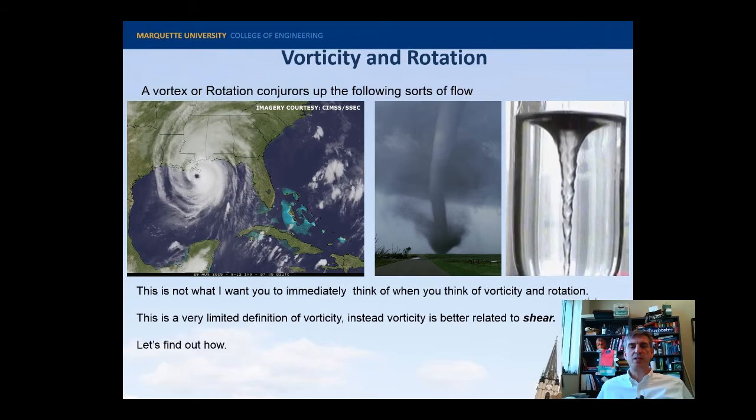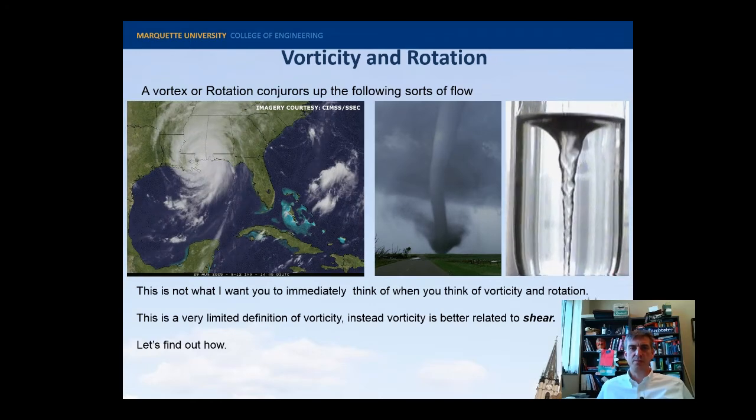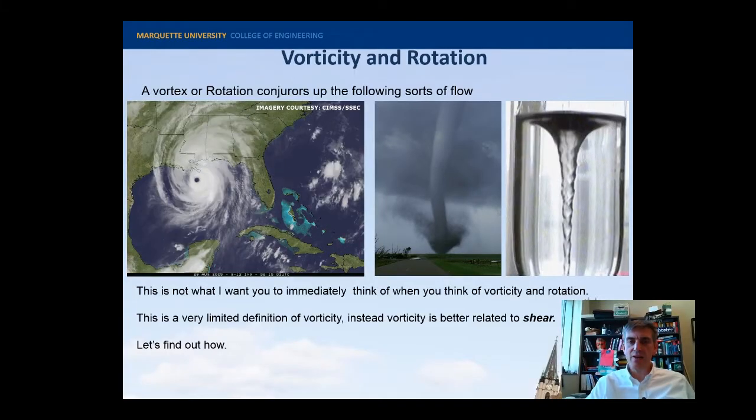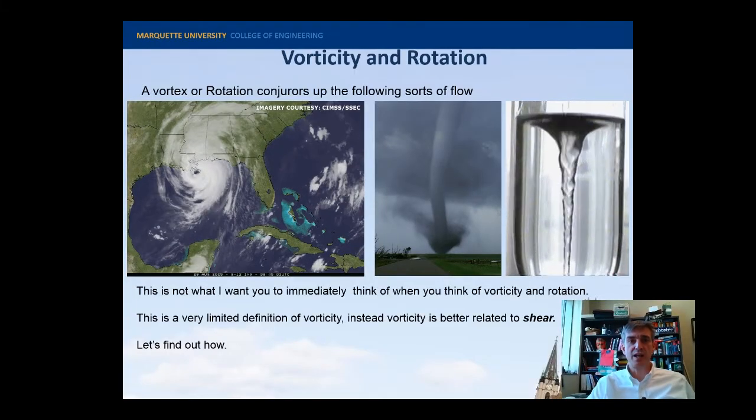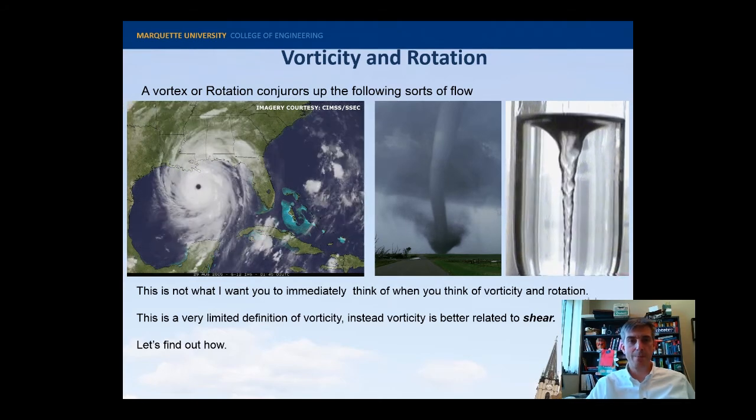What I'd really rather you think about is what the shear stress is that's generated by this flow field. So let's find out how these two things are connected, the shear stress and the vorticity.